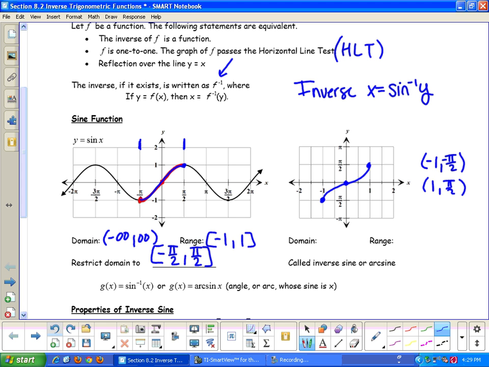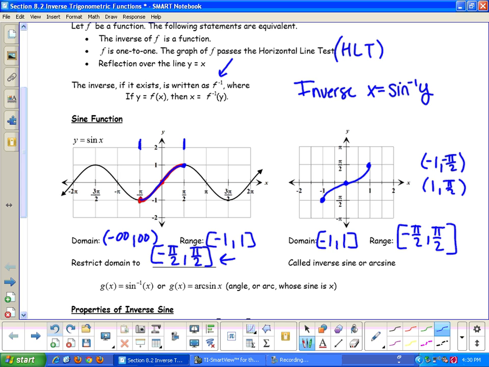Now if you look at the domain here, remember we're switching our domain and our range from our original sine function. So if my range was originally negative 1 to 1, that becomes my domain. And then my range values, remember we restricted our domain values from negative pi over 2 to pi over 2. So that means that my range values are going to be answers from negative pi over 2 to pi over 2.